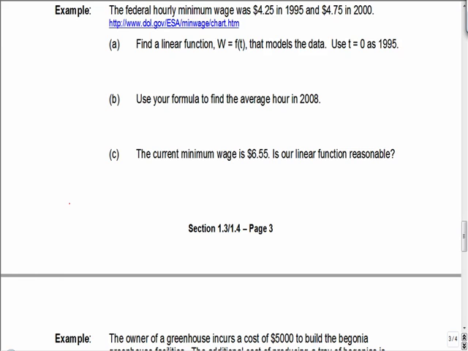So to find the linear function, what I'm first going to do is find 2 points. And I was conveniently given information that'll give me 2 points. Each of those points are going to be of the form t comma w. And I know t equals 0 is 1995, so I will have 0, comma 4.25, and then I will have 5, comma 4.75.